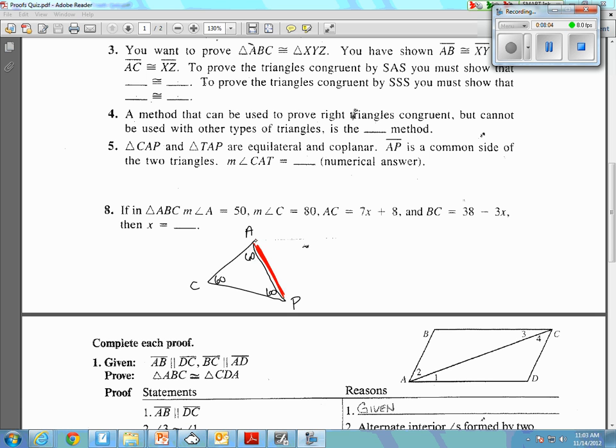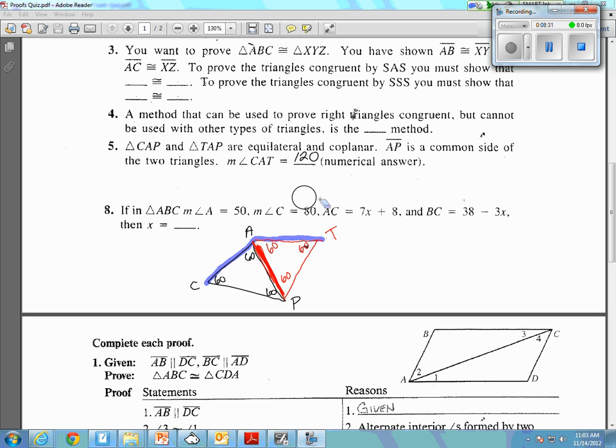So now I've got to draw another triangle like this. Now that'd be triangle TAP, where AP is in both triangles. So this would be 60, this would be 60, and this would be 60. So now it asks you, what is the measure of angle CAT? Well, C to A to T is that angle there. So 60 plus 60 is 120.